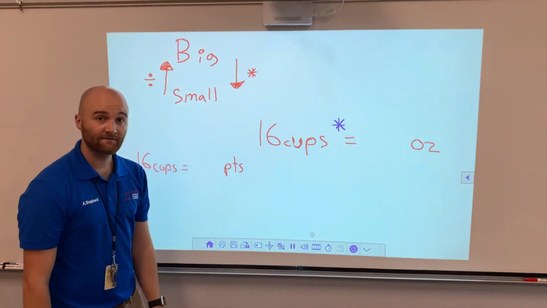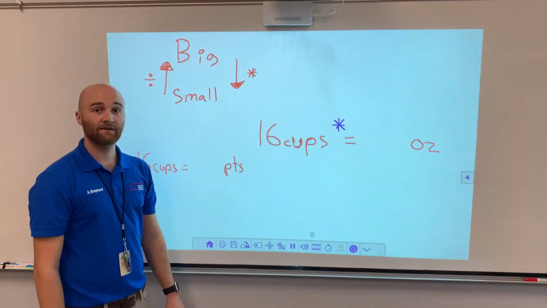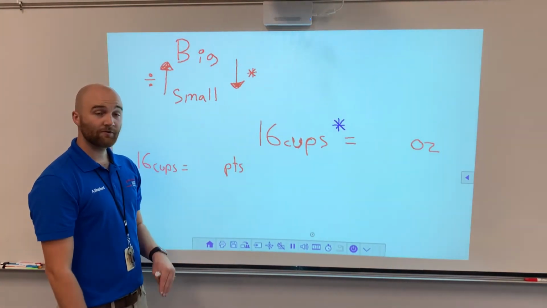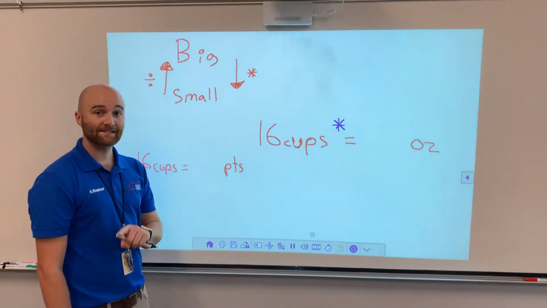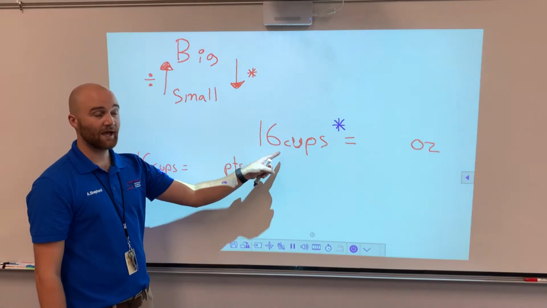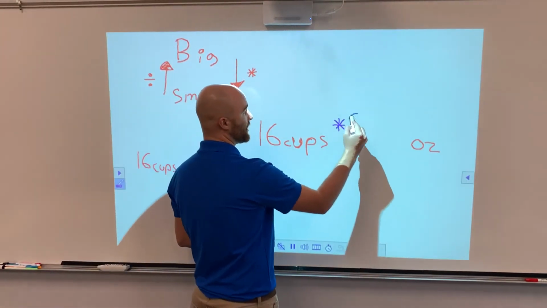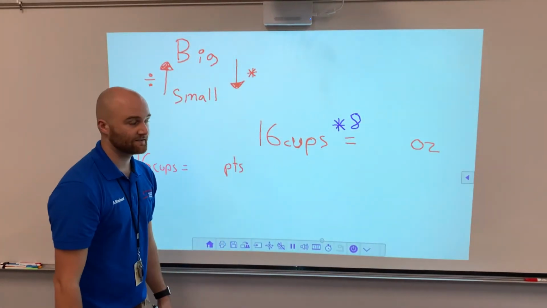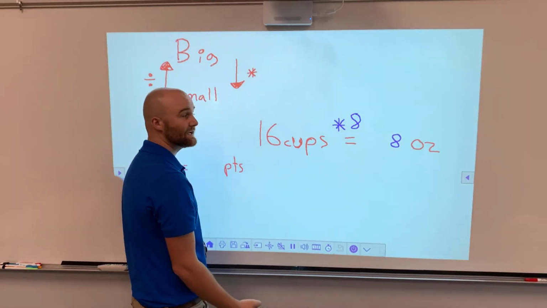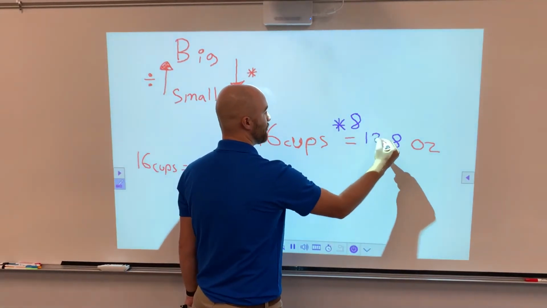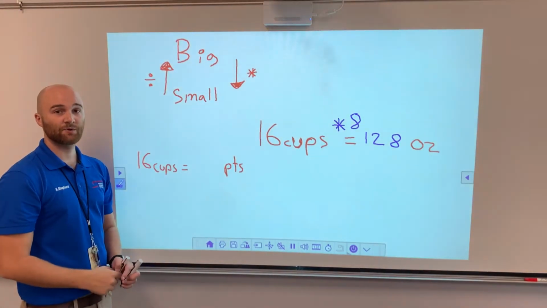Then I'll find my conversion rate. I know that when I look at cups to ounces, the conversion rate is 8. Be careful that you don't use the mass conversion rate and look at ounces over there, because that's ounces to pounds, not ounces to cups. There are 8 ounces in every 1 cup, so I'm going to multiply times 8. 8 times 6 is 48. 8 times 1 is 8, plus the 4 is going to give us 128. So we know that 16 cups is 128 ounces.